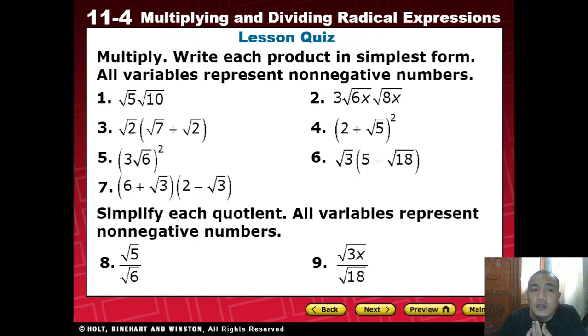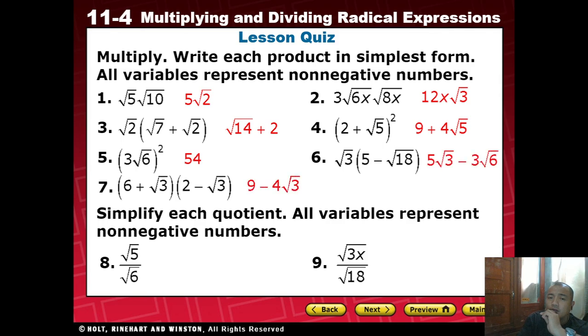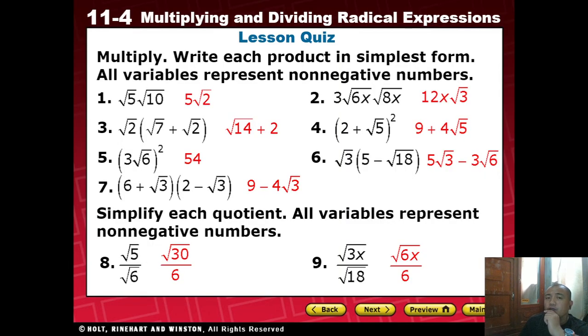For our quiz, we'll try to answer the following. For numbers 1 to 7, multiply. Write each product in simplest form if variables represent non-negative numbers. And in 8 and 9, simplify each quotient. Here are the answers for each number. Only the solution is missing, so it's your turn to solve. Numbers 1 to 9 already have answers, just show the solution and submit it to me in a private message. You can screenshot this part.